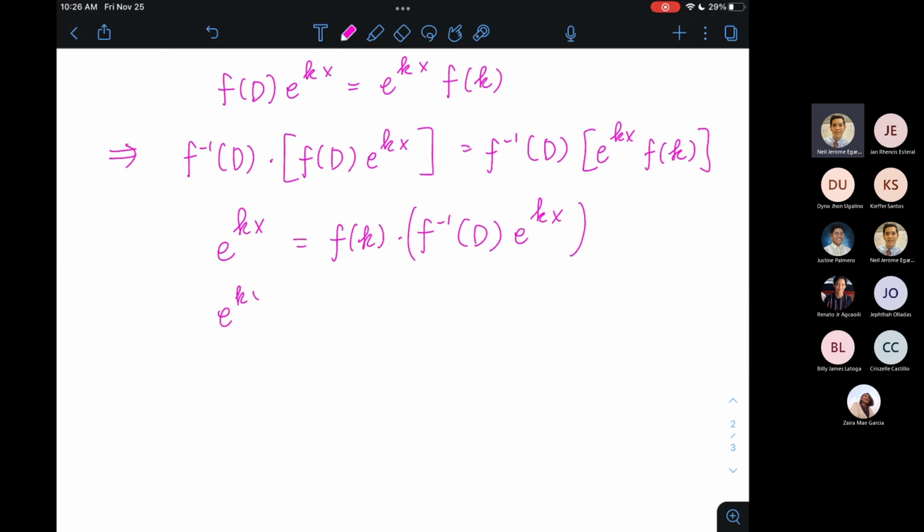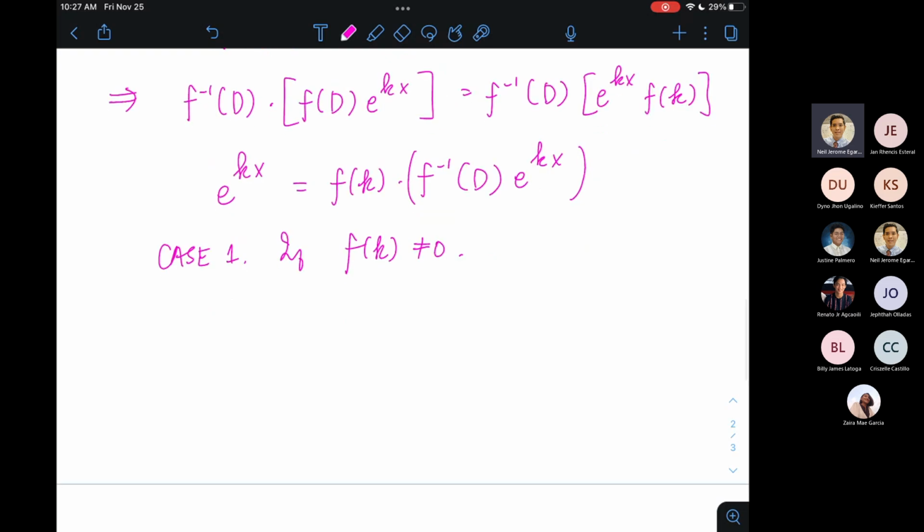But how do we simplify the one on the right? Actually, I don't need to simplify it. I'll just need to break it down into two cases. So case one, if f of k is not 0. Because if f of k is not equal to 0, then we're done.